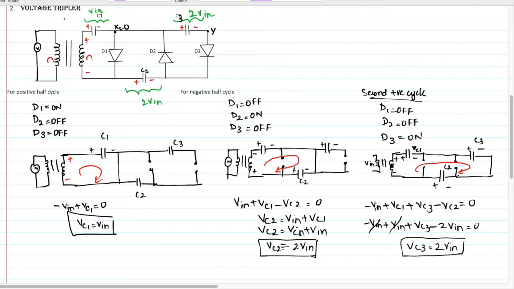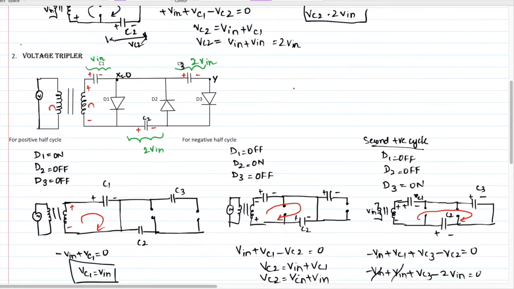So this is the voltage tripler, right? What you will do is take the output across capacitors C1 and C3. So V out for the voltage tripler will be the voltage across capacitor C1 plus the voltage across capacitor C3. That is, Vc1 is V in and Vc3 is 2V in, so you will get 3V in. That's how you get a voltage tripler, which gives thrice the input voltage.